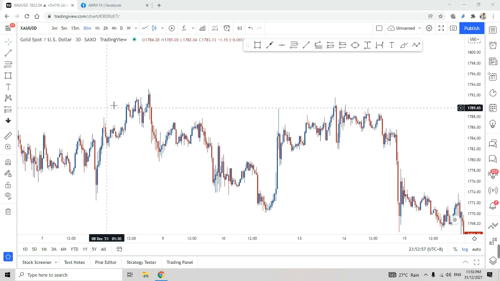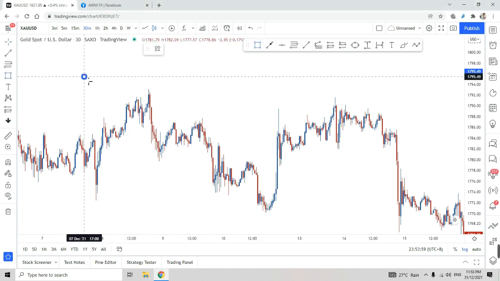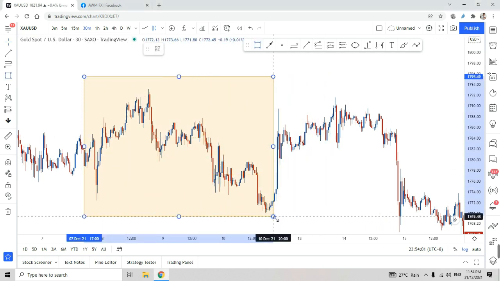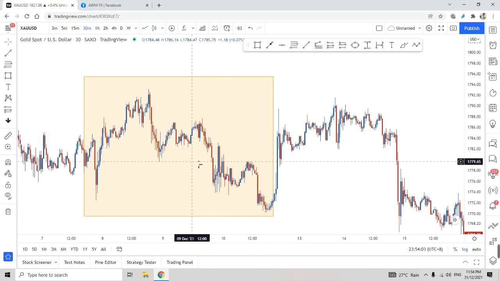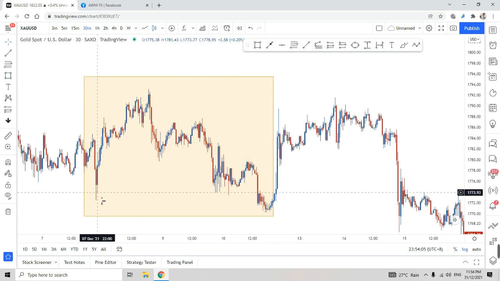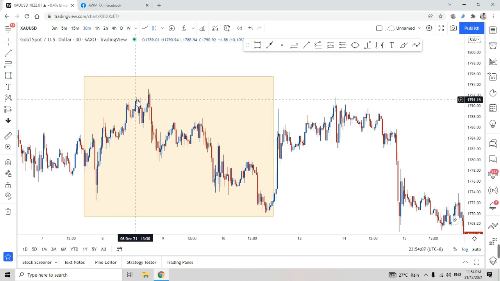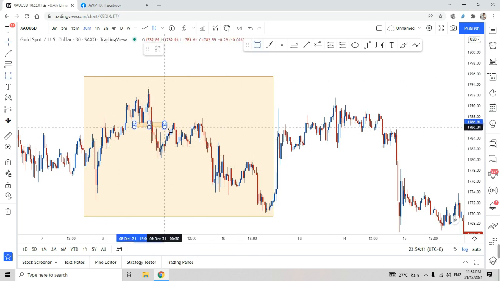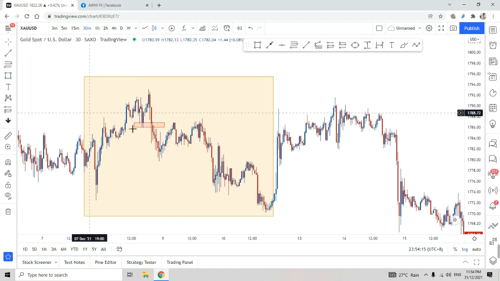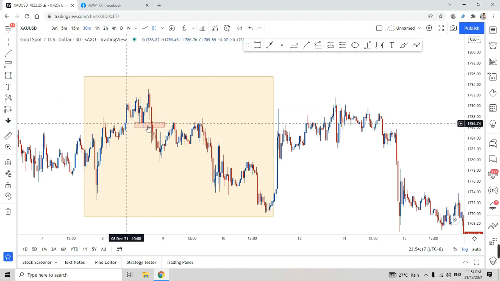Let me make a box. This movement over here. You can see the price is moving higher high, higher low, higher high, higher low, higher high. Ultimately, there is a break. There is a break at this point, which can be confirmed as a QM level.